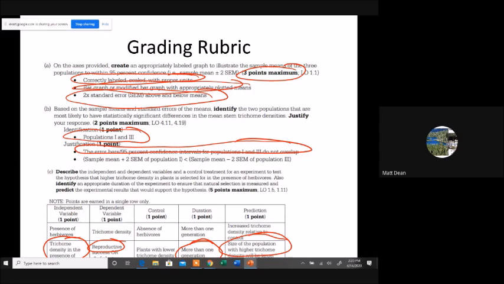So it's got to be about reproductive success, because we're talking evolution, and it's got to happen over generations. One individual can't evolve. The population evolves. That's what they're wanting you to talk about. So that's the first FRQ for today.